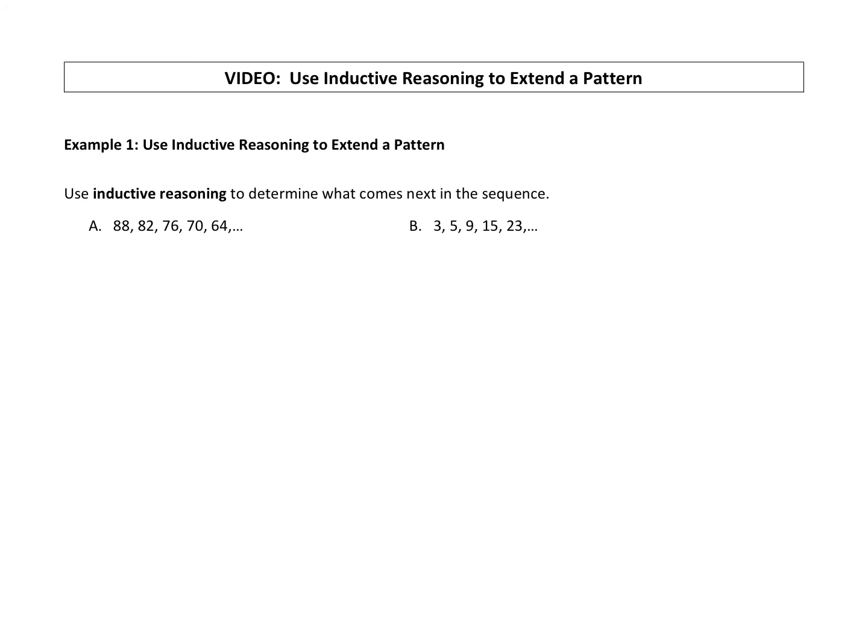Okay, in our first example video, we're going to use inductive reasoning to extend a pattern. So remember, inductive reasoning is a type of reasoning. It reaches conclusions based on a pattern of specific examples or past events. So here we're looking for patterns that we can extend and conclude what the next term in the sequence is. So we're looking for a pattern.